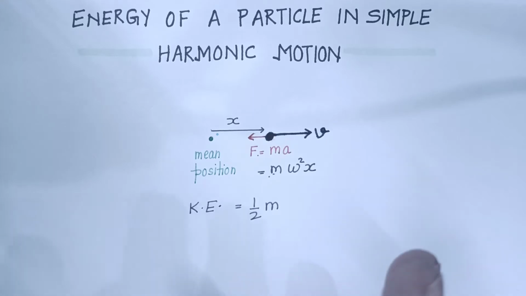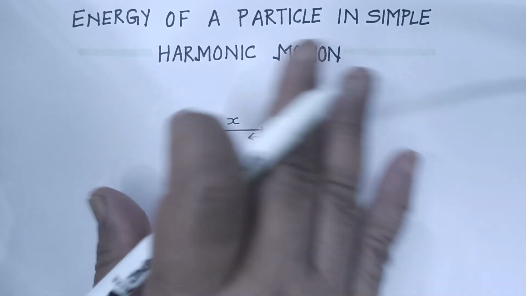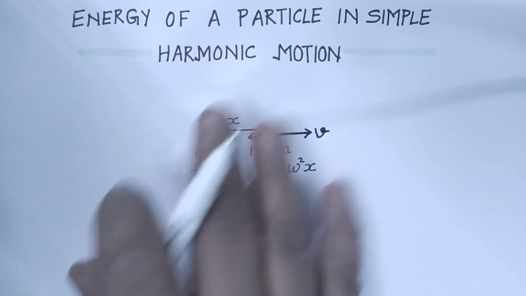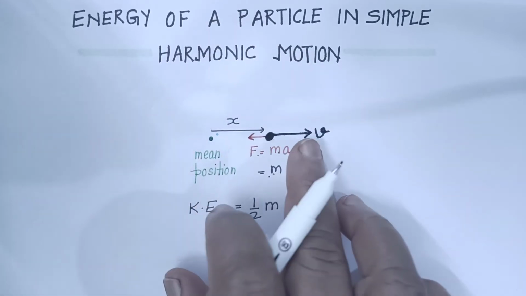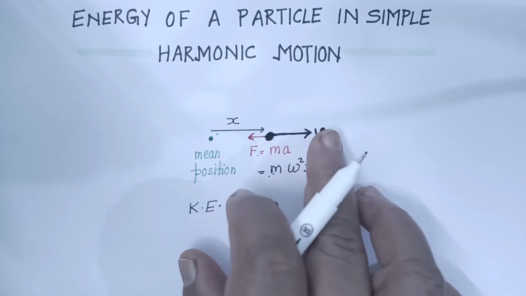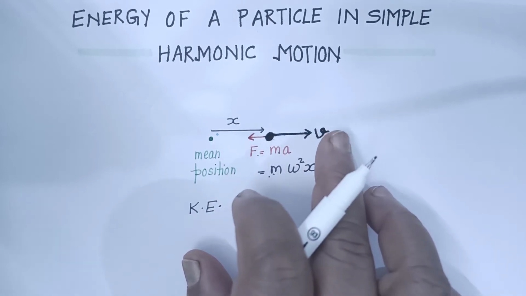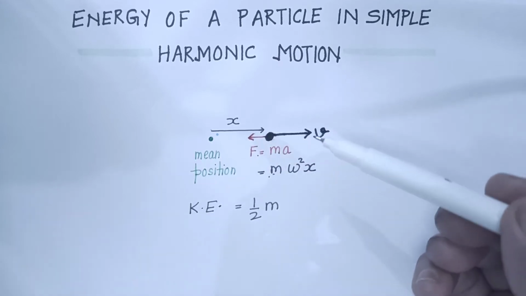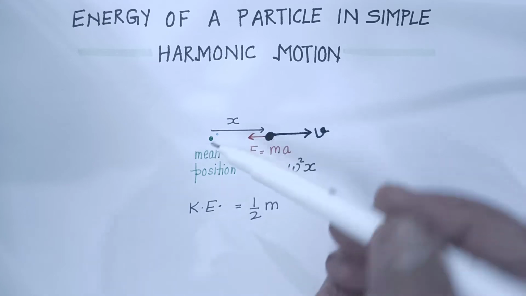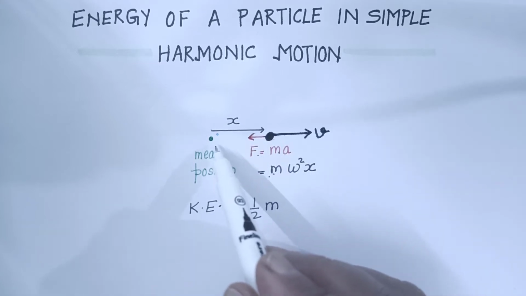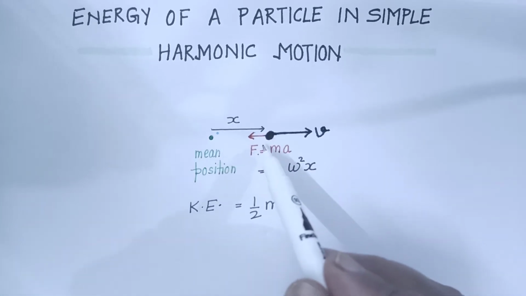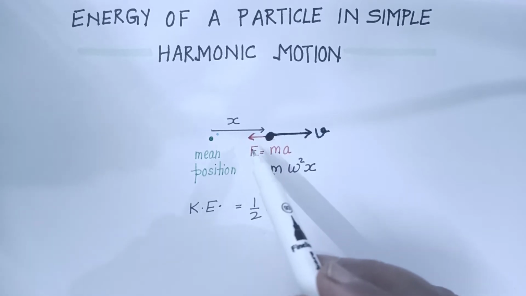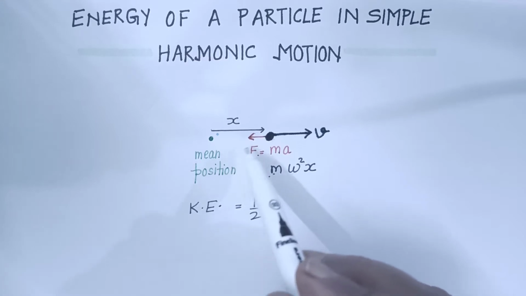Today we will understand the energy possessed by a particle which is performing SHM. Now a particle which is performing SHM has velocity, so it has kinetic energy, as well as a force which is trying to bring the particle back towards the mean position. So it has a restoring force, and due to the restoring force it has a kind of potential energy.